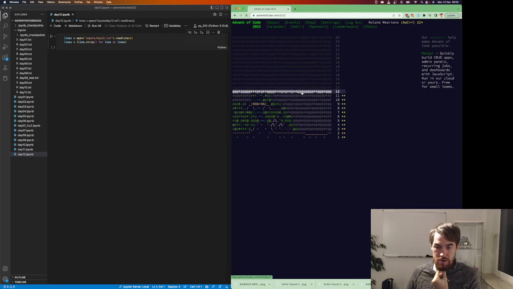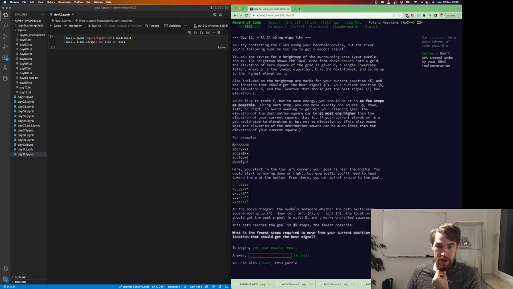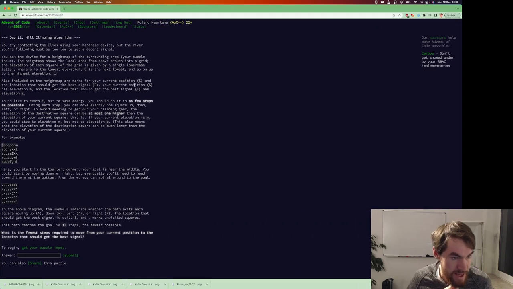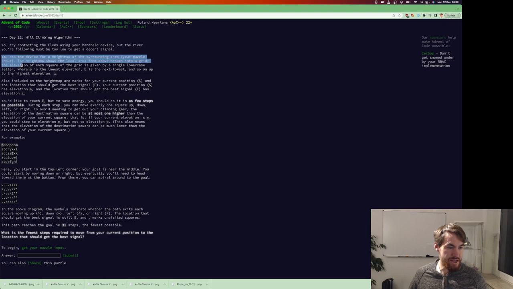We are almost halfway in, and today we are making a hill climbing algorithm, some neural networks. We're making a height map of the surrounding area. The height map shows the local area from above. Broken into a grid, the elevation of each square of the grid is given by a single lowercase letter, up to the highest elevation, Z. We have S, the location that gets back signal.